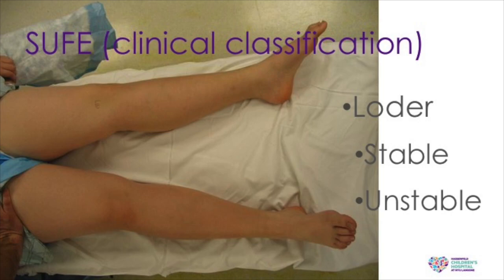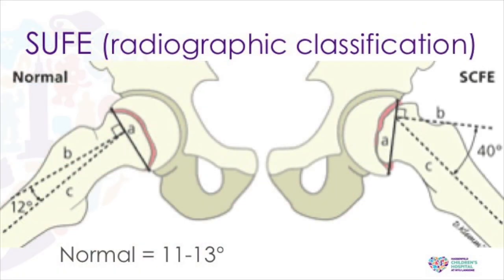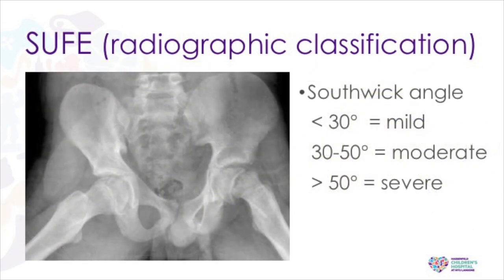These actually represent two different diseases, with the unstable slip resembling a type 1 fracture of the femoral head. Radiographically, the Southwick angle should be measured. It should be noted that a normal angle between the epiphysis and the shaft should be between 11 and 13 degrees. If there is more than this, but less than 30 degrees, that is considered a mild slip. Between 30 and 50 is moderate, and greater than 50 is a severe slip.